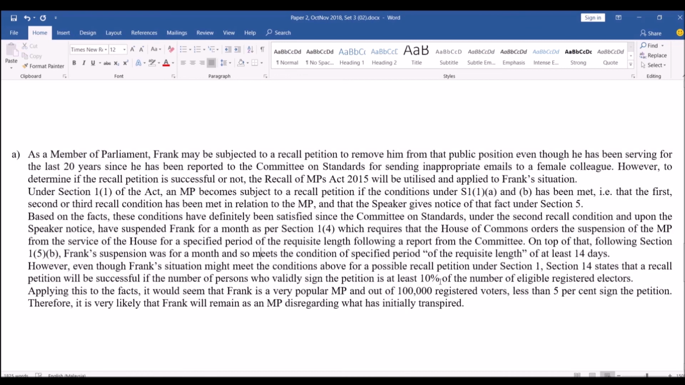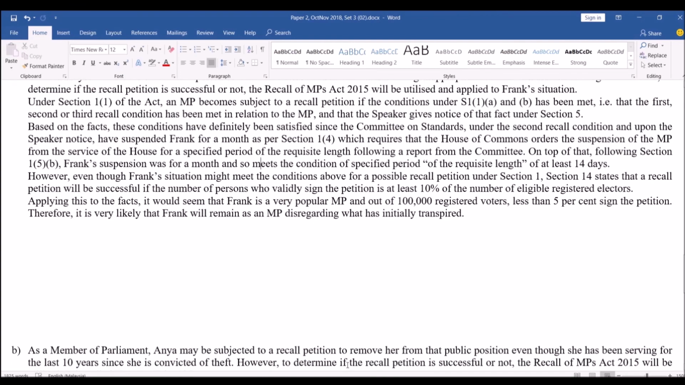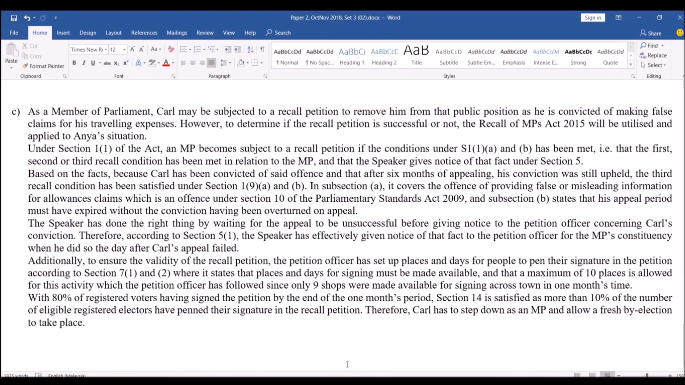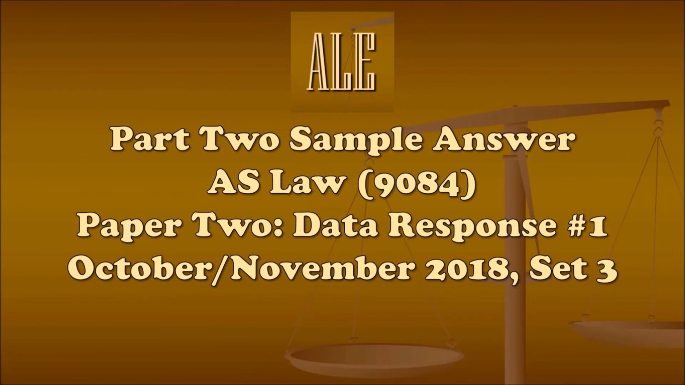And usually it takes around more than half a page to 1 page, or a little bit more than that in your examination paper. So this is for you to gauge yourself, so that you can figure out whether or not you have written enough for your answer. That's all for part 2 sample answer of this video tutorial.